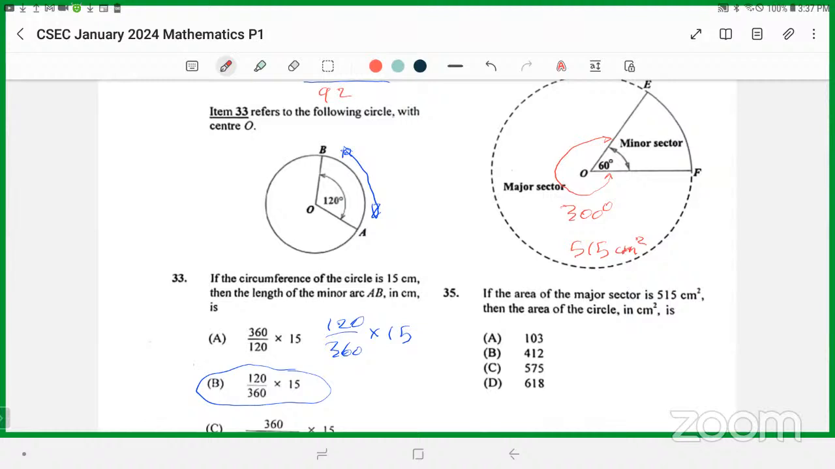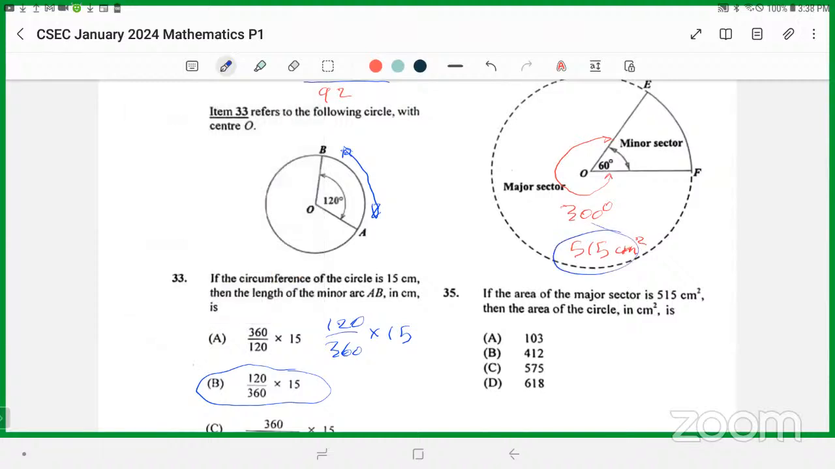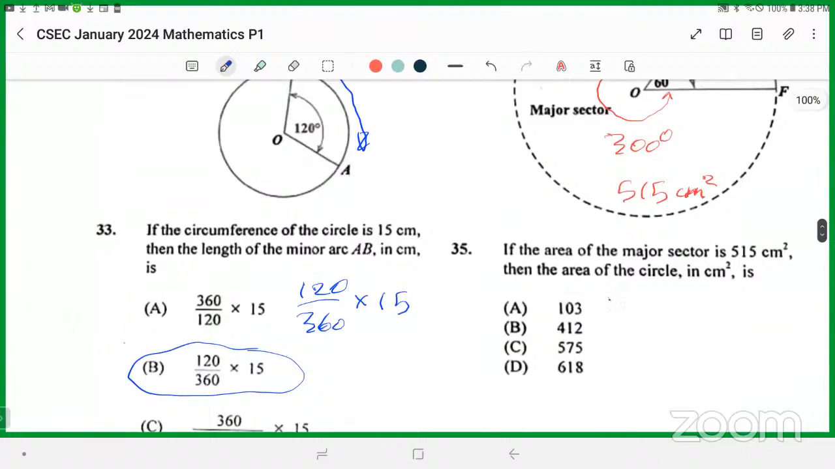And what is the area of the circle? Now remember, this is just a fraction of the circle. What fraction? 300 over 360. So we're going to set up an equation that says 300 over 360 times the whole area that we're trying to find is equal to 515. That's what we're doing to find the area of the whole circle.